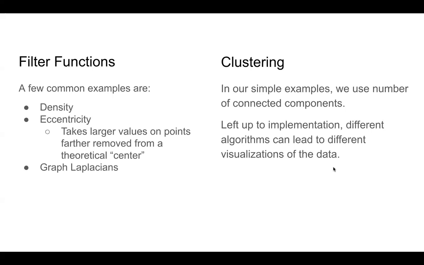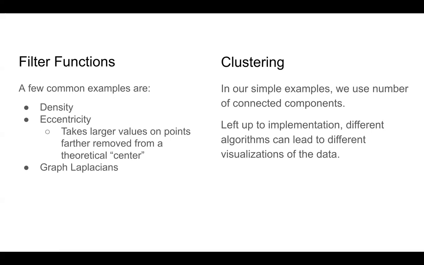So filter functions, just to recap Mapper: we apply a filter function to the high dimensional data, determine overlapping coverings based on that filter function, and cluster the preimage of the covering in the original data set to take the nerve of it. So the function chosen to partition the data set is very important for Mapper. And here are a few common examples that are used.